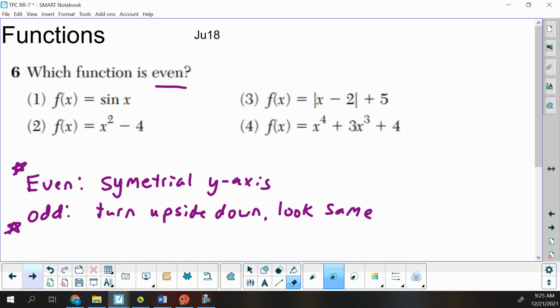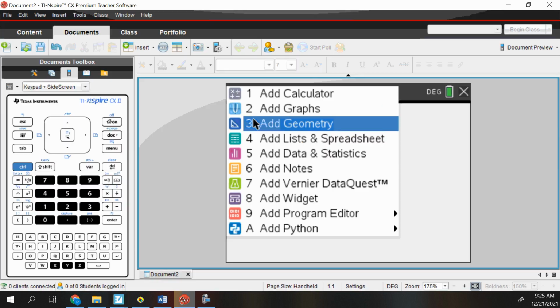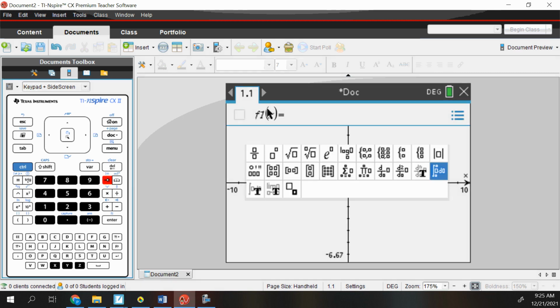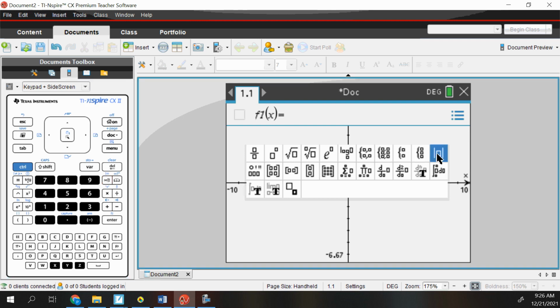So what we're going to do is give you some time to graph all four of these and see which one is symmetrical with the y-axis. Now just a note about number 3, when it comes time to do the absolute value one, use the template next to the 9, and then absolute value. For you guys, your absolute value might be in the second row, but the absolute value is that one. I think on your calculators it goes down to the second row, but that's where you would select the absolute value to put them in.